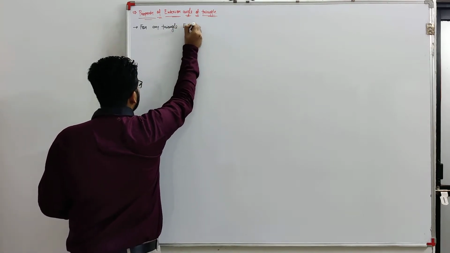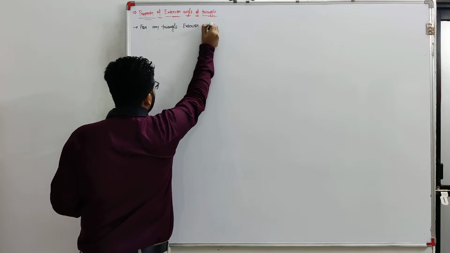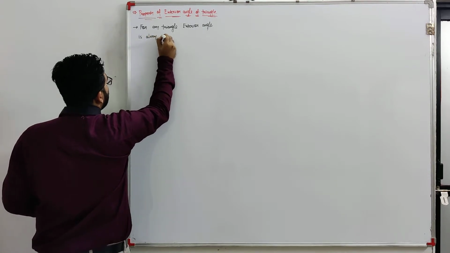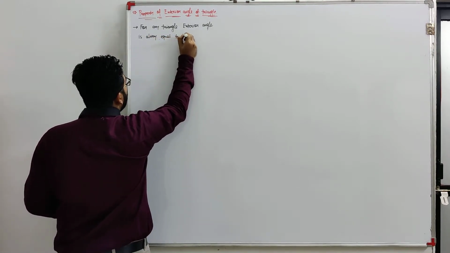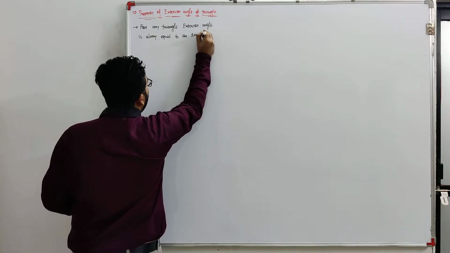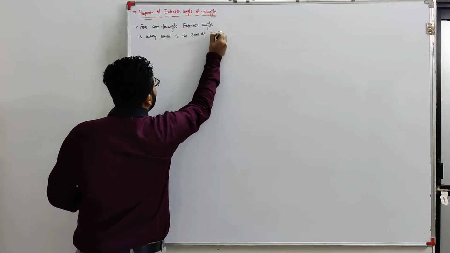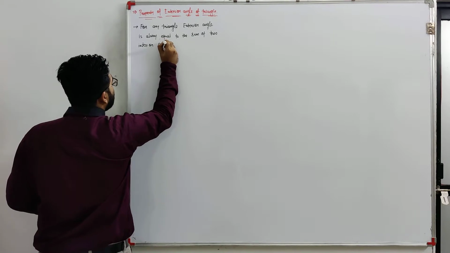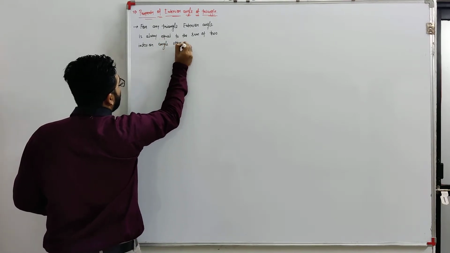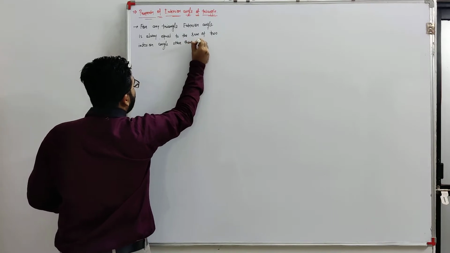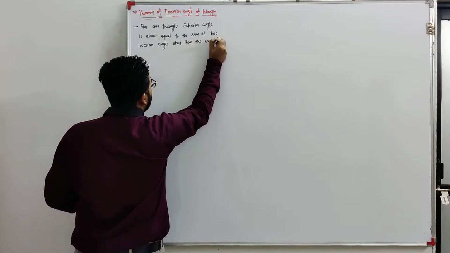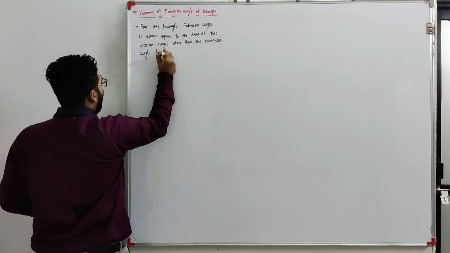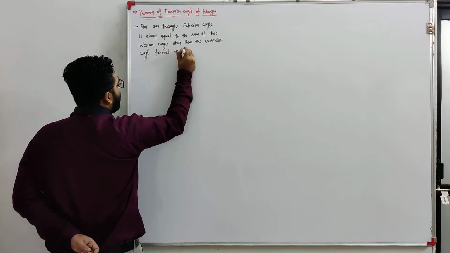exterior angle is always equal to the sum of two interior angles other than the angle exterior angle formed on a vertex.